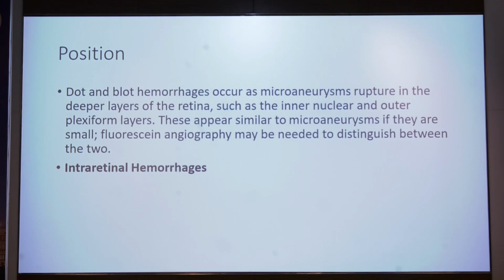Dot and blot hemorrhages occur as a microaneurysm ruptures in the deeper layers of the retina, such as the inner nuclear layer and outer plexiform layer. This appears similar to a microaneurysm if they are small, and fluorescein angiography may be needed to distinguish between the two. So these are basically intraretinal hemorrhages.